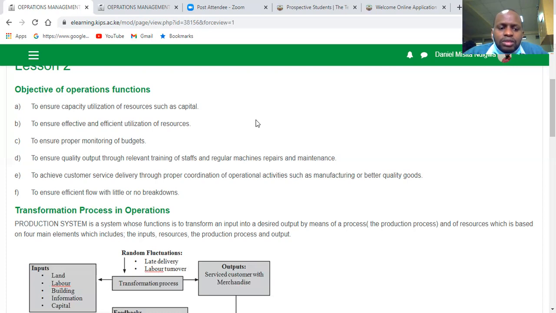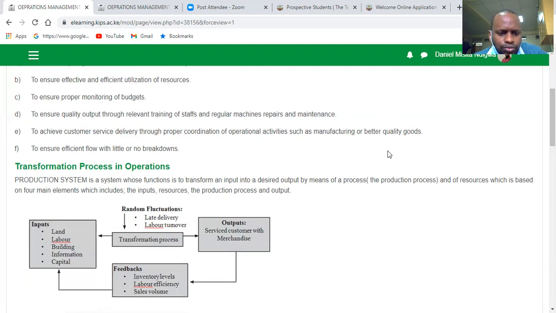Then the other objective is to achieve customer service delivery through proper coordination. At the end of the day, you'll be able to coordinate various activities as a result of operations management. Then it also helps to ensure efficient flow with little or no breakdowns. So operation will not be interrupted in any way. Therefore, we'll be able to achieve more by embracing operations functions.